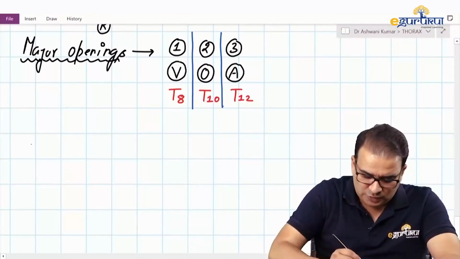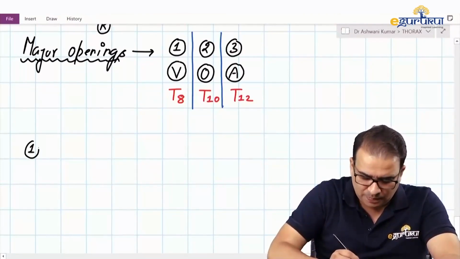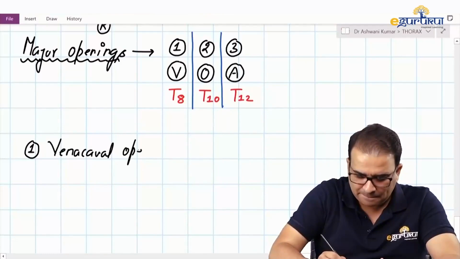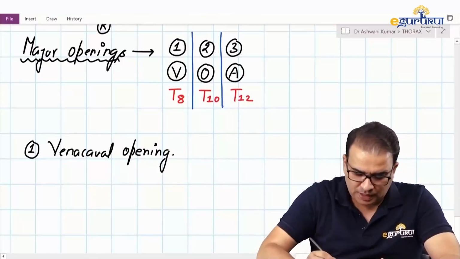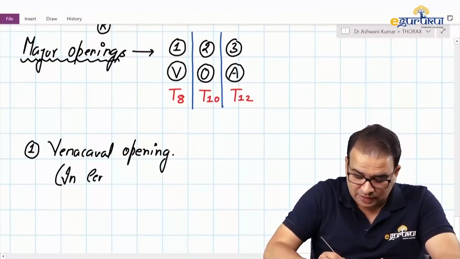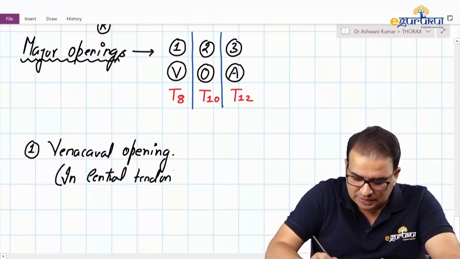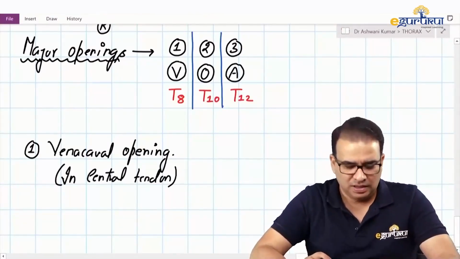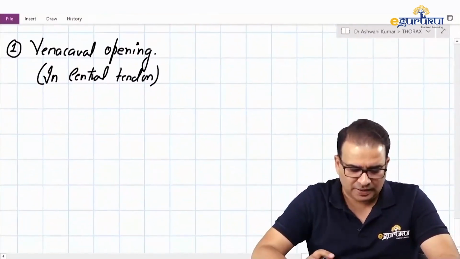Let's take all of these in more detail one by one. Number one opening is V, and V we said is what? That is vena cava opening. V is for the vena cava opening. And this vena cava opening is present in what? It is present in the central tendon. I'll tell you the way to remember where they are present, because again there's a logic behind. You don't have to mug it up, why it is in the central tendon. So there's a reason for that.